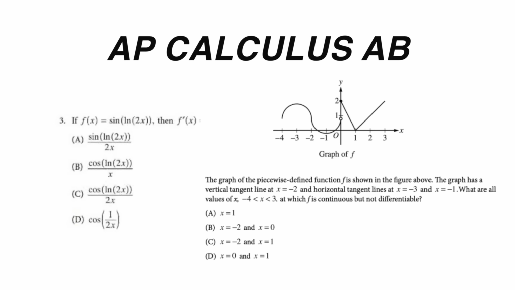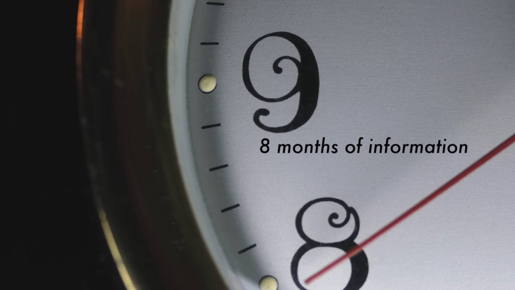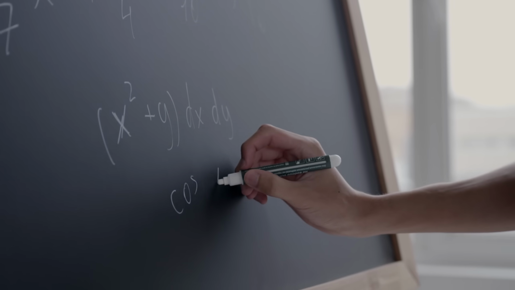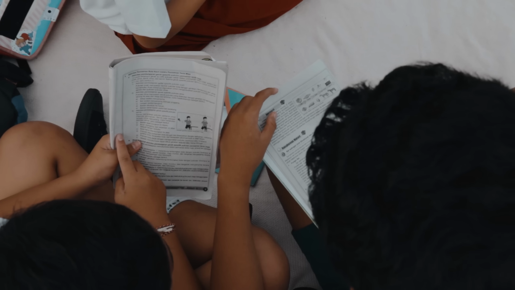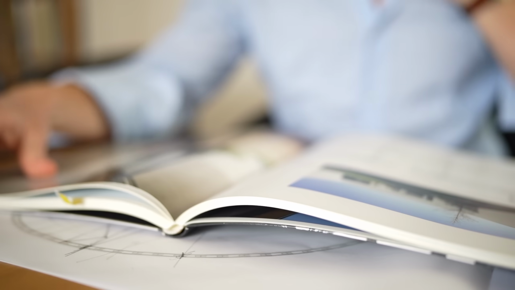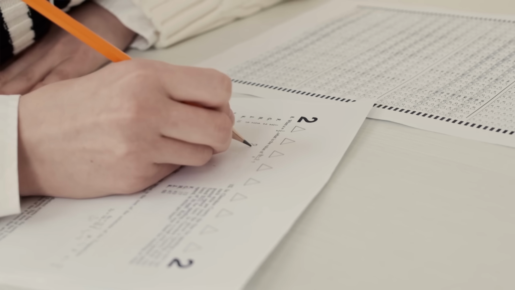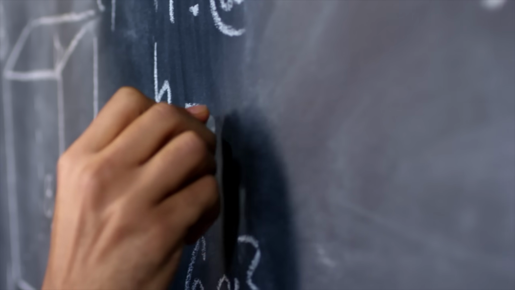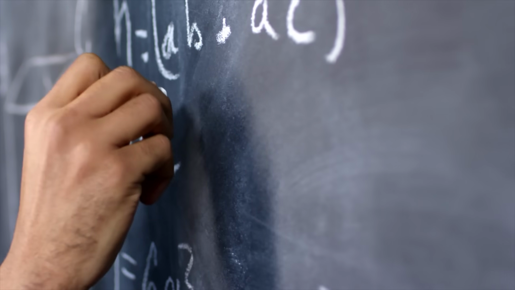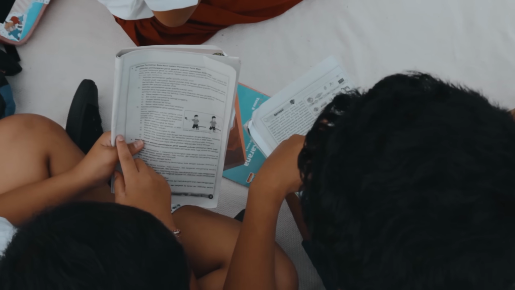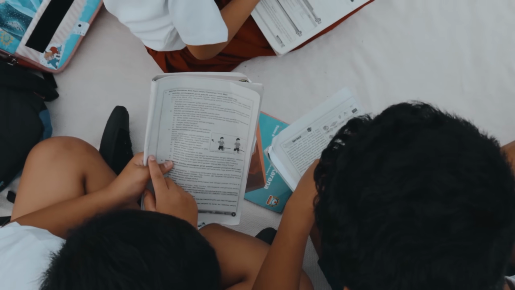The AP Calculus AB exam is 8 months worth of information, all crammed into 3 hours and 15 minutes. Whether your test is months away or tomorrow morning, this video will speed run through every major concept on the AP test. We're going to cover every single concept tested on the AP exam. That includes limits, derivatives, integration, FTC, and all the applications. By the end of this, you'll have the full picture. Let's go.